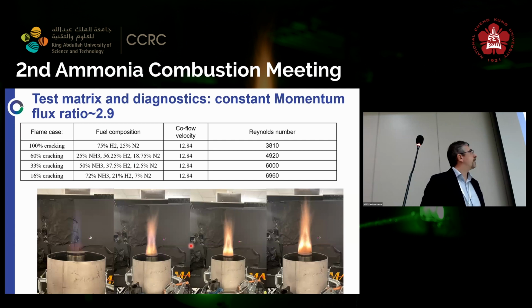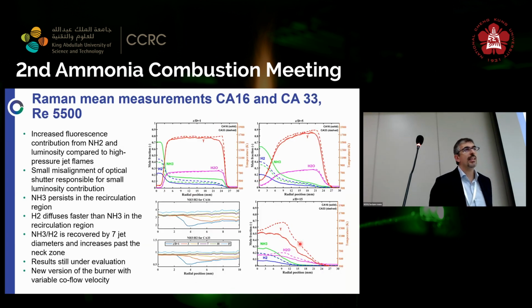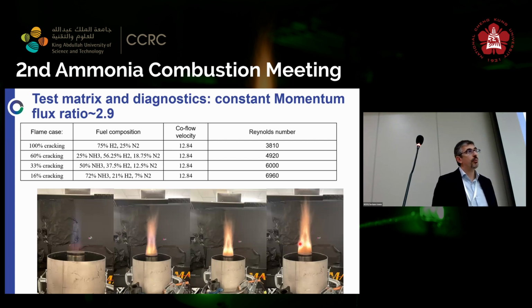Another series we did was for constant momentum flux ratio. I'm referring to the ratio between the momentum of the jet and the momentum of the co-flow. Again, changing the cracking ratio from fully cracked to 16% cracking. And as you see, this flame geometry is maintained with a fairly large recirculation region, as the process is dominated by the momentum flux. Unfortunately, the data at this stage are very preliminary. We're still going through this fairly large data set. As you saw from the pictures here, the flames are incredibly luminous and also produce a large amount of NH2 in this recirculation region that gives a strong fluorescence interference signal.